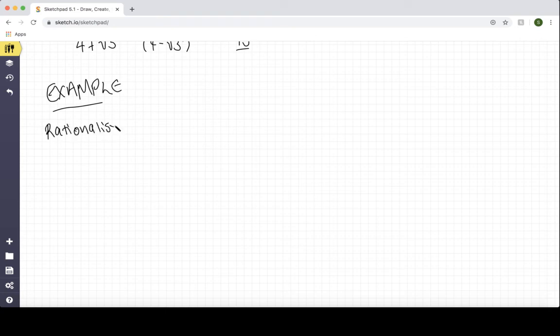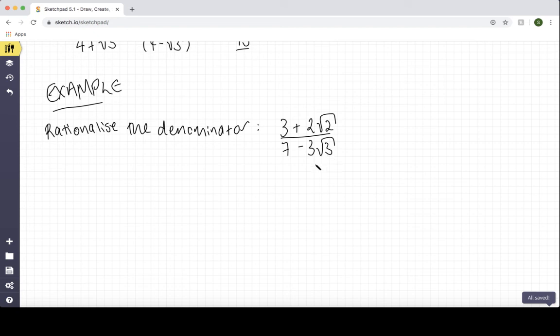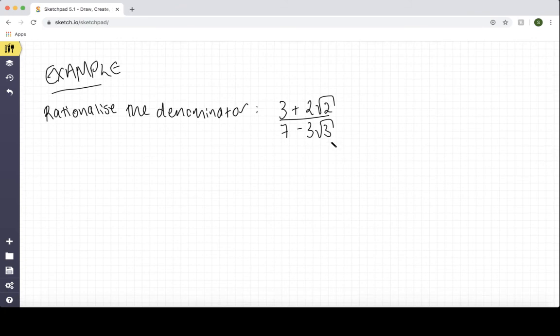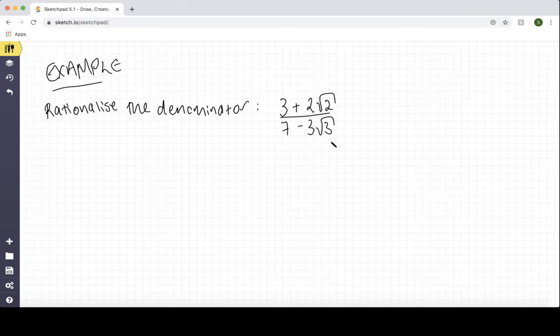Rationalize the denominator. Is that how you spell it? I think so. So we have 3 plus 2 root 2 over 7 minus 3 root 3. Yeah, so this is what you need to rationalise the denominator of. I'll give you a second to do that, so pause the video and have a go at that one.